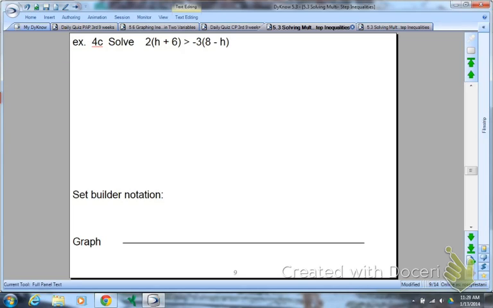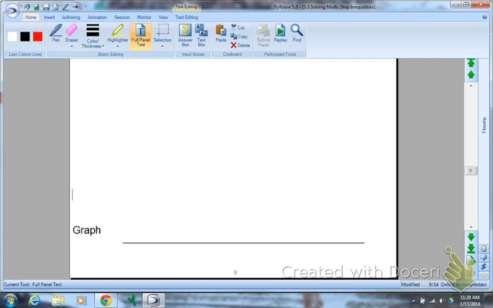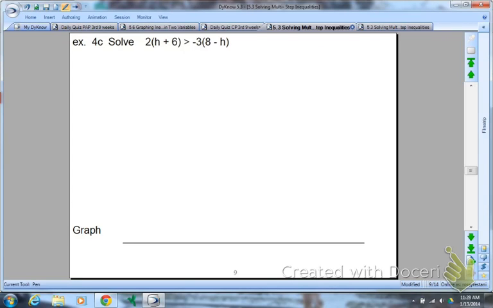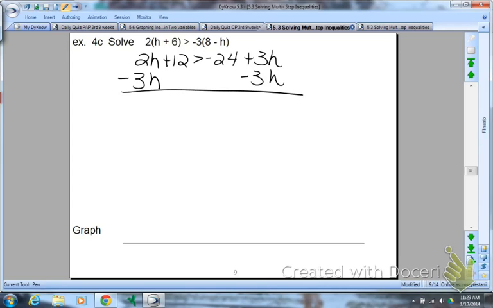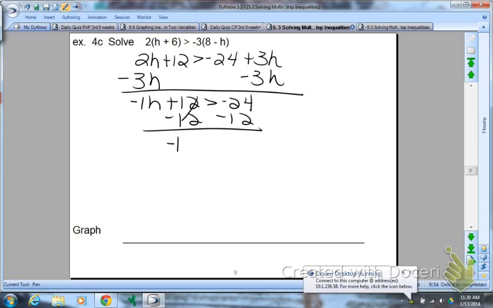Copy the problem down. First thing we're going to have to do is the distributive property. Okay, we're going to do the distributive property, and then we're going to subtract 3h on both sides. So that's -1h plus 12 is greater than -24. Subtract 12. So that's -1h is greater than -36.